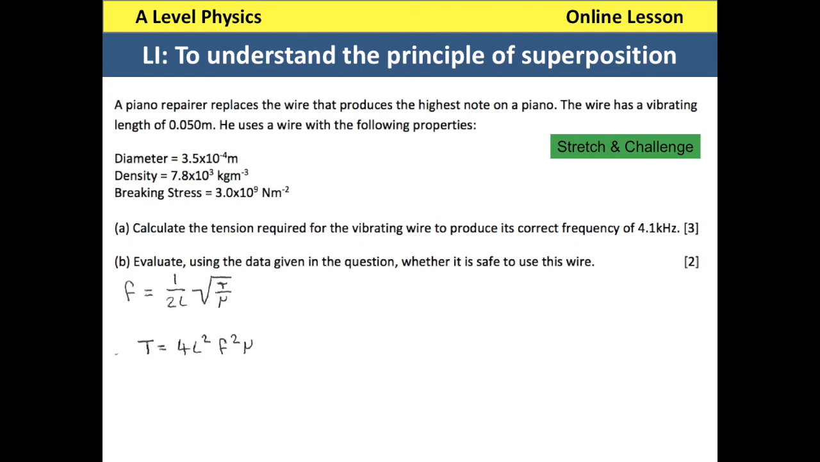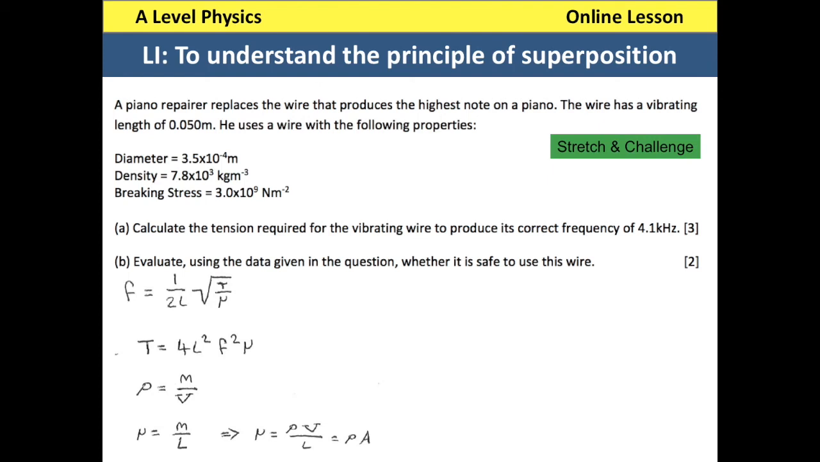Mass per unit length means that mu is going to be mass divided by length. I don't know the mass of the wire either, but I know that the density of the wire will be its mass divided by volume. So I can say that the mass of the wire will be the density of the wire times by the volume. Now I don't know the volume of the wire either, but if I combine those two equations, M is equal to density times volume, so mu, which was mass over length, is now density times volume over length.